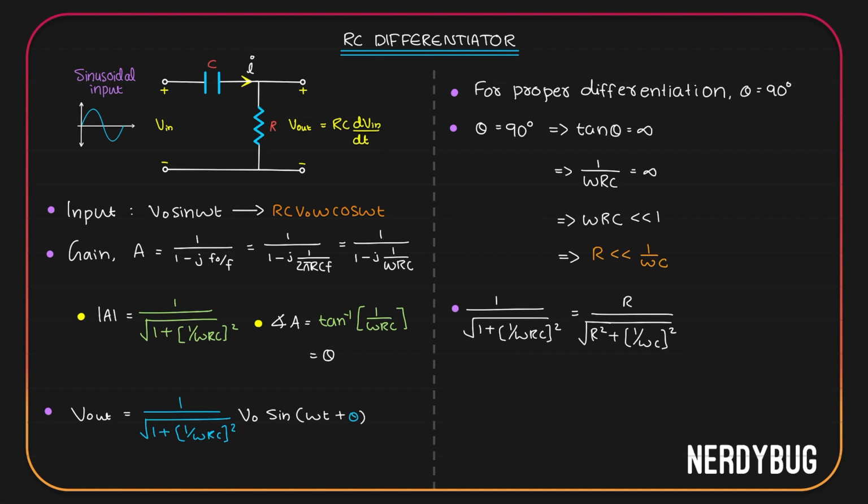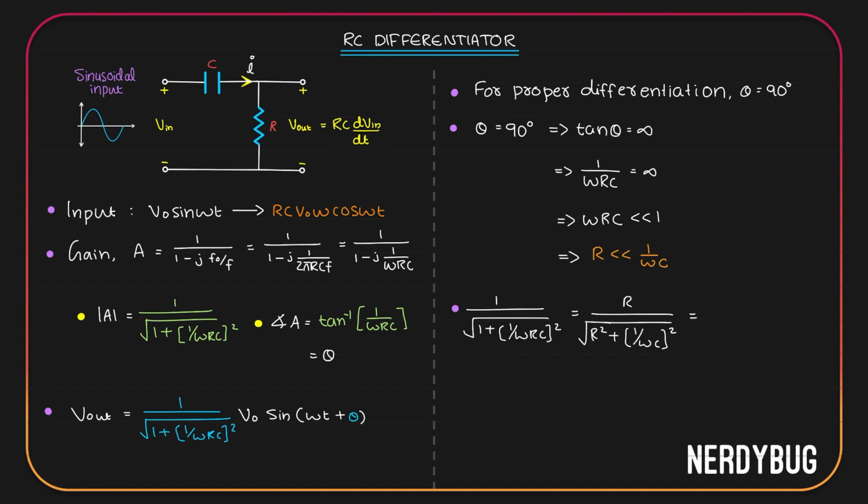Now the denominator is root of R square plus 1 by omega C whole square. But we have the condition R is very much less than 1 by omega C. So R square will be very much less than 1 by omega C whole square. So we can assume their sum is approximately equal to just 1 by omega C whole square. It is like writing 1 plus 10 raised to 6. We can write this is approximately equal to 10 raised to 6.